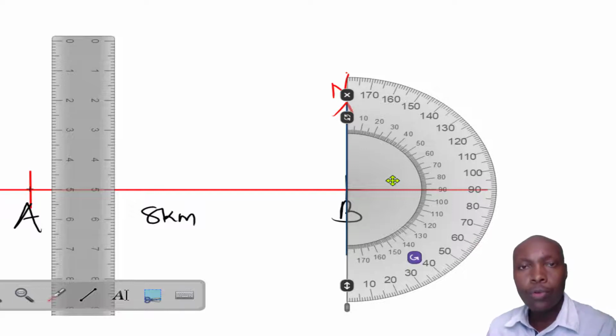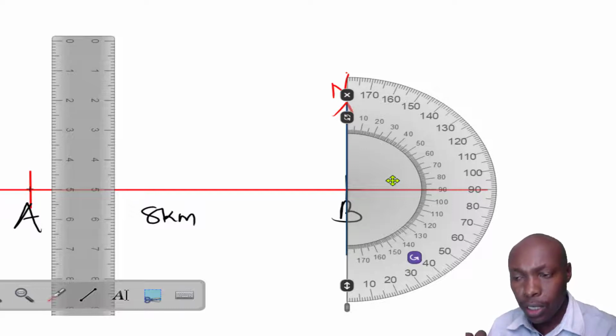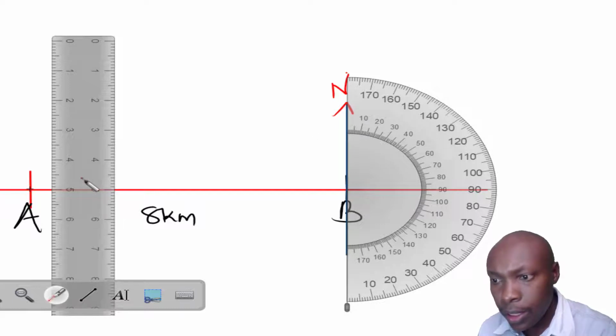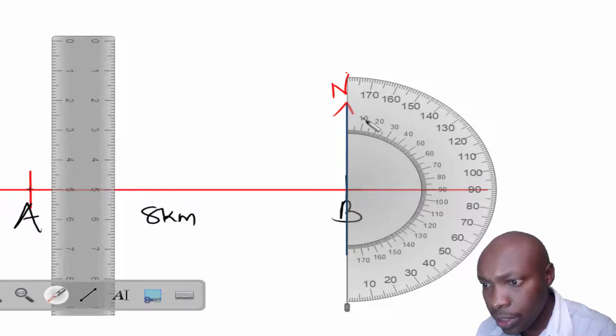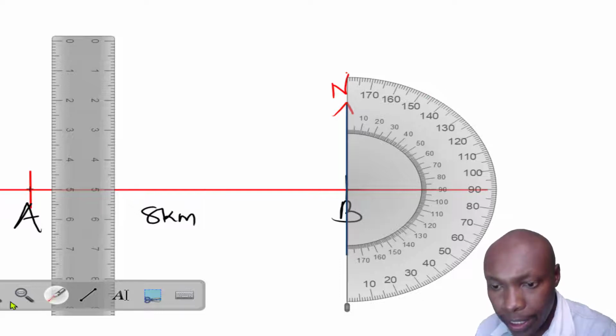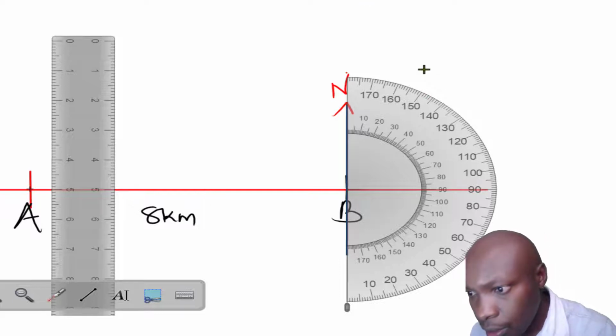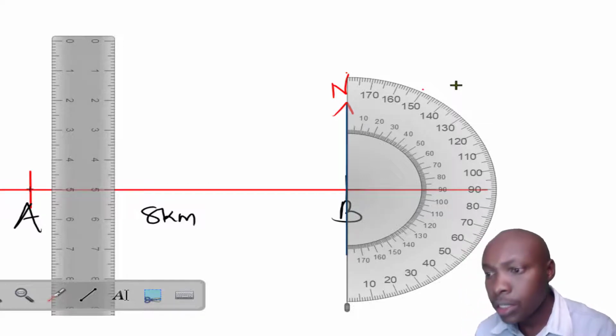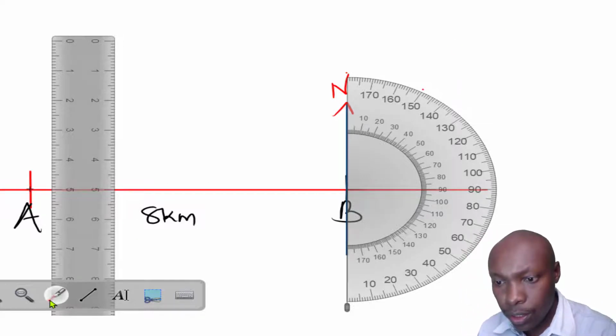Now when you are measuring 30 degrees from the north in a clockwise direction, this is 0, 10, 30 degrees will be somewhere there. That is where it will be. So I need to mark that. It's very important. So 30 degrees will be somewhere there. Yes, that is where it will be. So let me show it again. This is where 30 degrees will be.